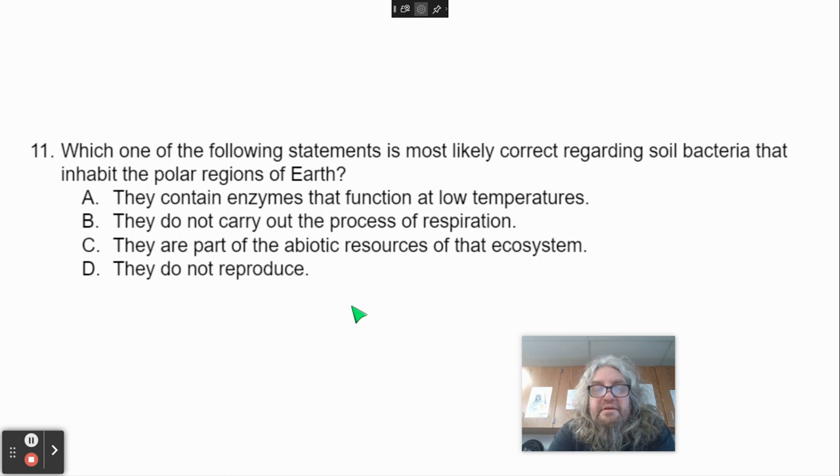Number 11, which one of the following statements is most likely correct regarding soil bacteria that inhabit the polar regions of the Earth? A, they contain enzymes that function at low temperatures. B, they do not carry out the process of respiration. C, they are part of the abiotic resources of that ecosystem. Or D, they do not reproduce.